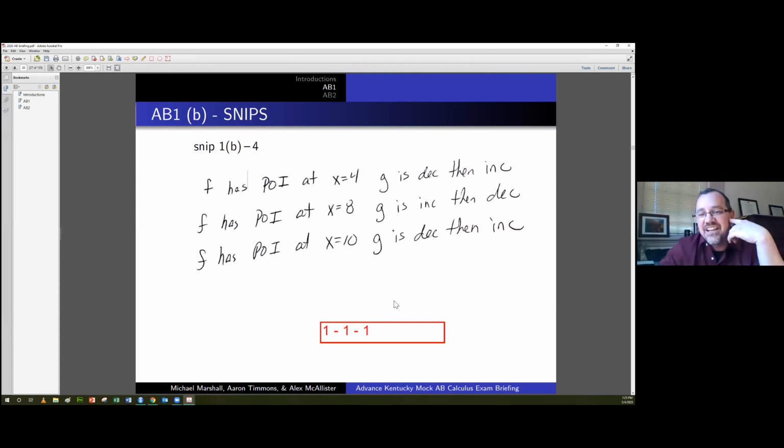Yeah, and I guess just to mention, if they had said x equals 10, g is increasing then decreasing, then they would not earn that third point. Whatever that justification is has to be correct. So we have to do a little bit of reading there just to make sure.